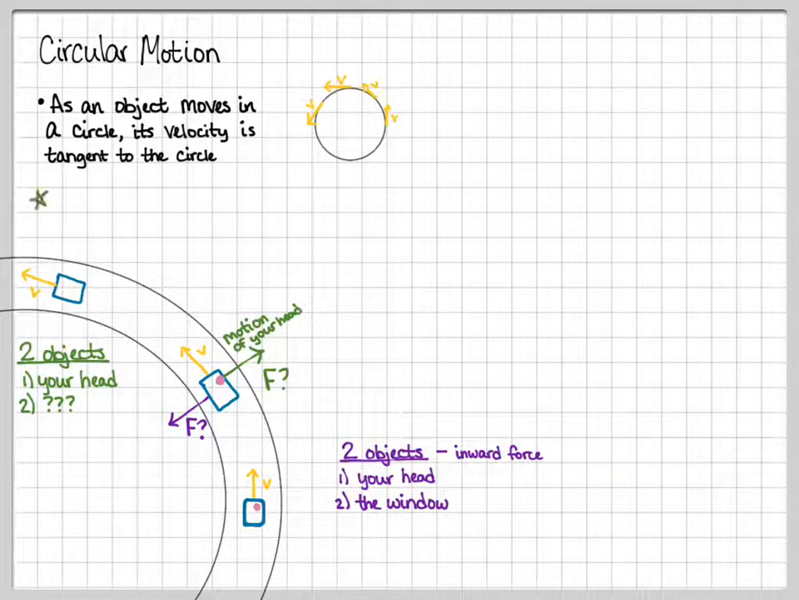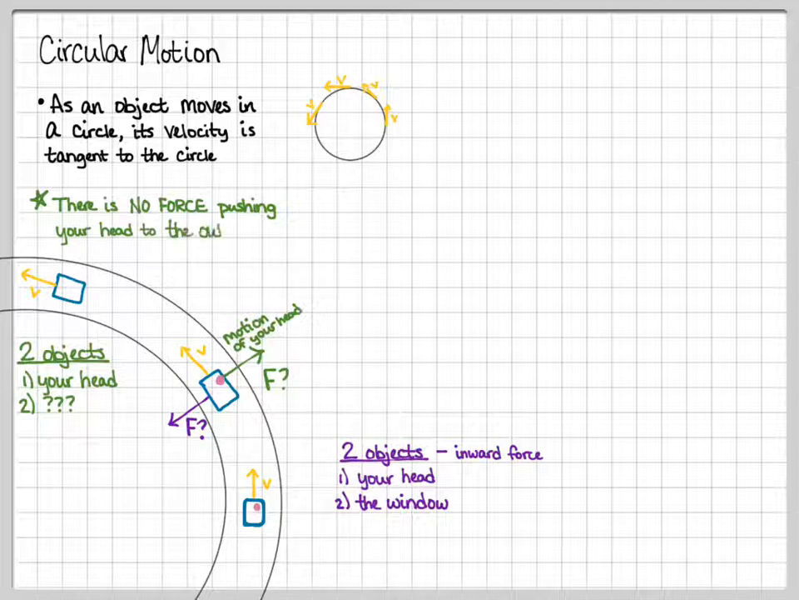Let's talk about the green one some more. Since it doesn't have a second object, we can't call it a force. In fact, in circular motion, there's never going to be a force pushing to the outside. It may feel like it, but that's not a force.